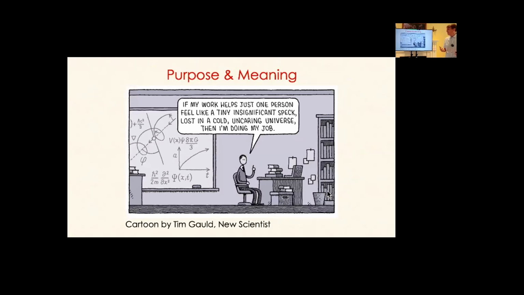And we're near the end of this particular session. Just want to show you this slide from New Scientist. "If my work helps just one person feel like a tiny, insignificant speck lost in a cold, uncaring universe, then I'm doing my job."